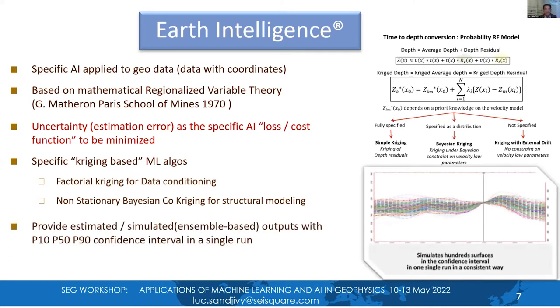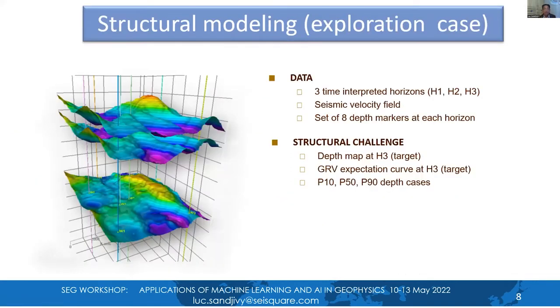And the result is that we provide estimation with confidence interval or simulation, what you would call an ensemble-based method today, with reliable P10, P50, P90 confidence intervals, and all in a single run. So let's see some examples of this AI.